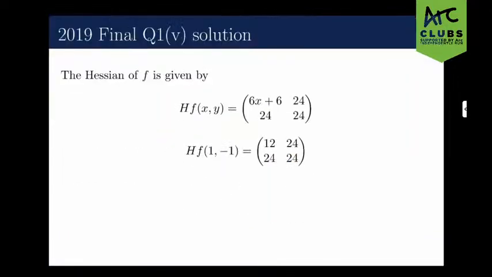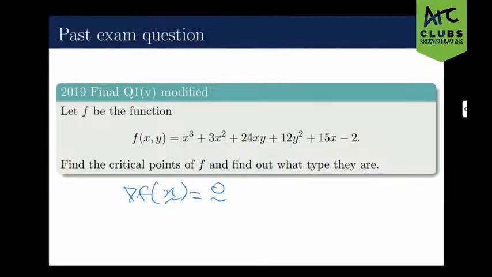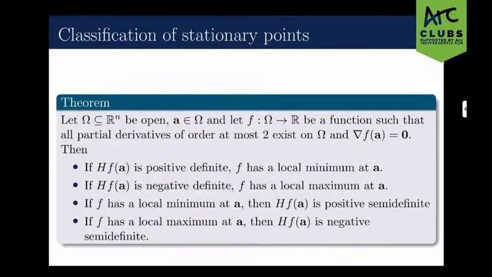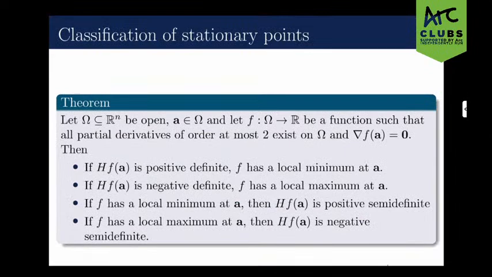Right, so the next thing I want to do is find out what type they are, whether they are a maximum, minimum, or a saddle point. In order to do this, I need to go back to the theorem. I need to look at whether a matrix... oh wait, did I skip this slide? I must have skipped this slide. Right, so what we're looking at is the Hessian evaluated at A. Because if this is positive definite, then f has a local minimum.